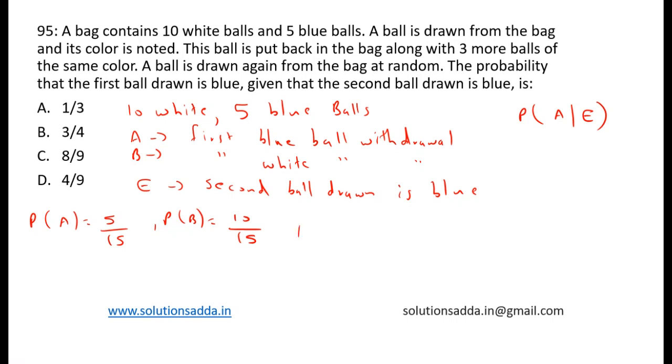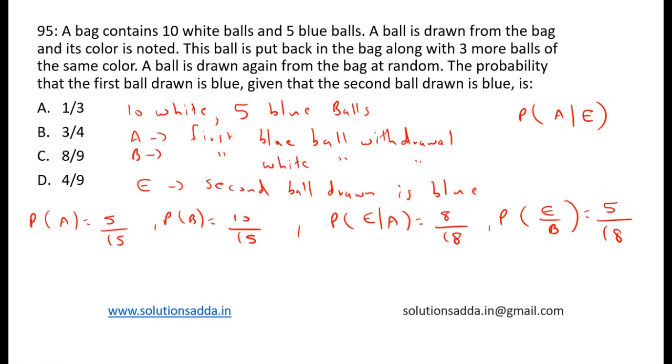Now P of E given A is actually 8 upon 18. That is, we are putting 3 more balls, so total blue balls would be 5 plus 3, 8. So 8 by 18. And P of E given B is equal to 5 by 18. Where P of E given A and E given B are the probability that the second ball is blue when the first ball is blue and white respectively.